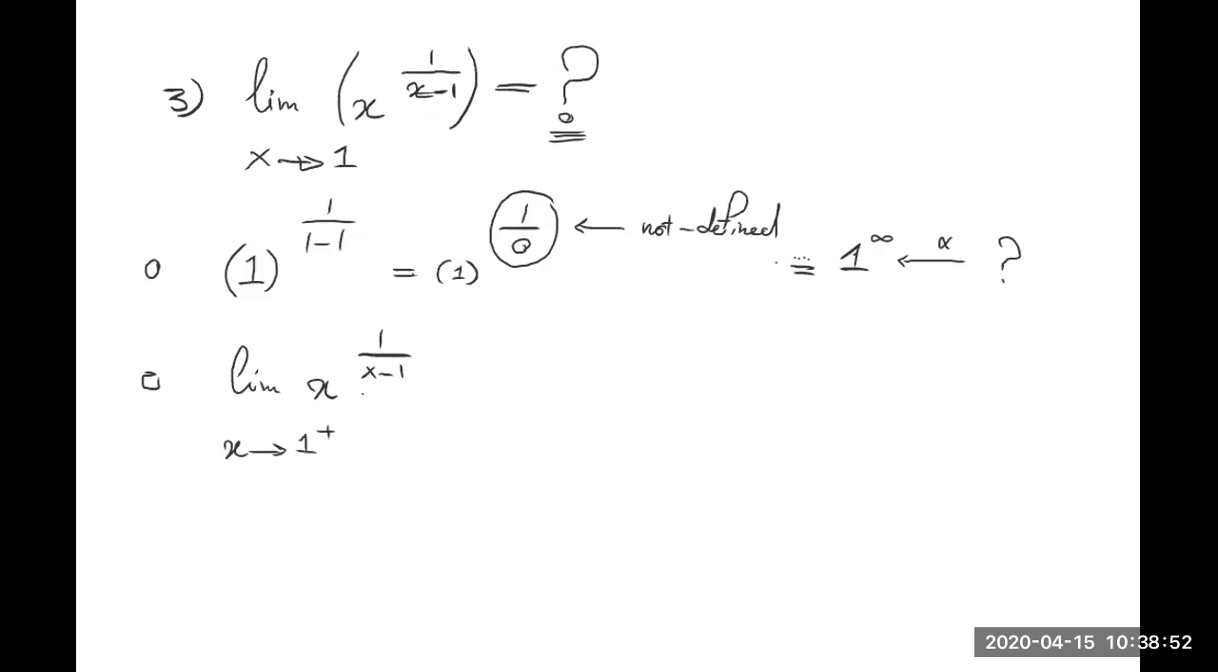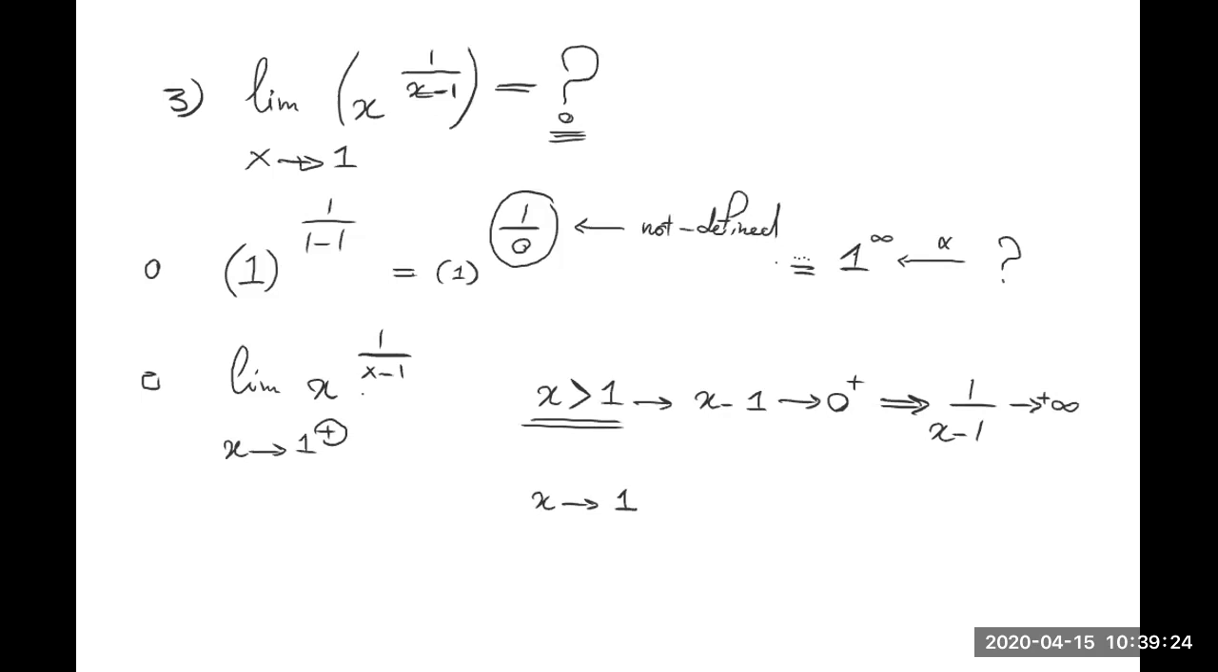When x goes to 1, it means x is slightly larger than 1 because it goes to 1 from right. And it's converging to 1 and getting closer and closer to 1. So x minus 1 is converging to 0 from right, and 1 over x minus 1 is converging to plus infinity. Because x itself is converging to 1, and the power is converging to infinity, we really don't know what the answer to this limit is.